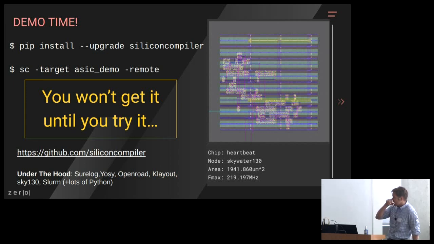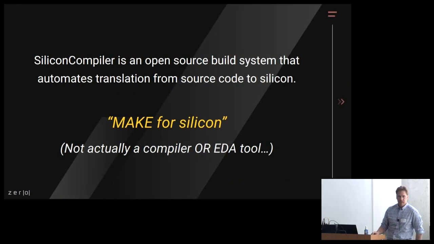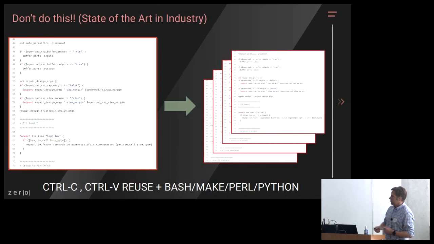So this is SiliconCompiler, how it works, or how you can use it. So what is it? It's kind of make for silicon. This is not the hard stuff. This is not an EDA tool. It's not a compiler. This is literally just your bash script, your makefile, which may not seem very difficult, but it's still better than this.